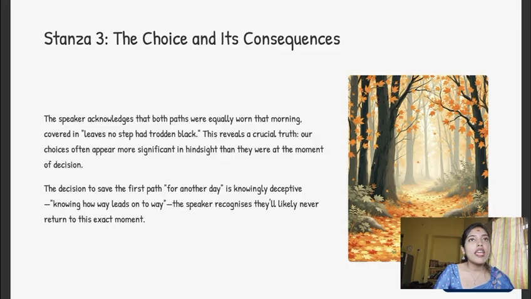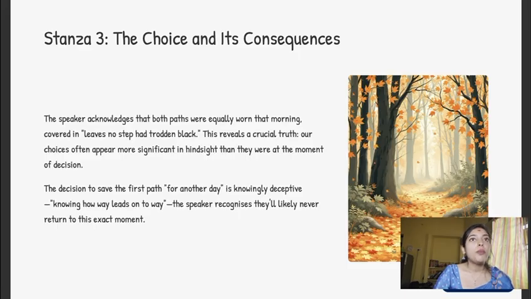And both that morning equally lay in leaves, no step had trodden black. Oh, I kept the first for another day, yet knowing how way leads on to way. I doubted if I should ever come back. So this is the third stanza. So what is the third stanza saying?